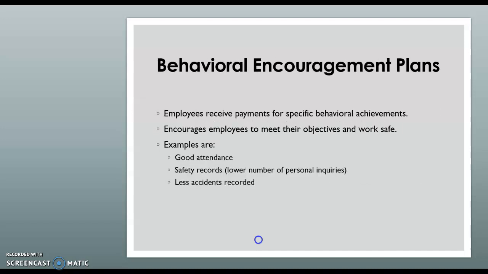The behavioral encouragement plans. Employees receive payment for specific behavioral achievements. It also encourages employees to meet their objectives and work safely. Examples are good attendance, safety records, lower number of personal inquiries, and fewer accidents recorded, as I mentioned before. So this is more on an individual basis, evaluating their behavior at work and making sure they're on task, and when they are at work, they're performing and not just there. And so this is another thing that supervisors can keep track of, and it encourages the individual to work hard and be compensated for the work.